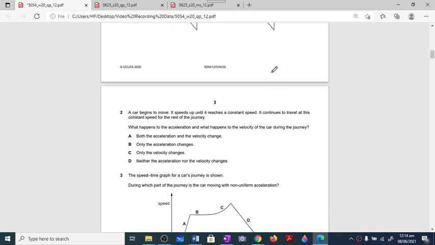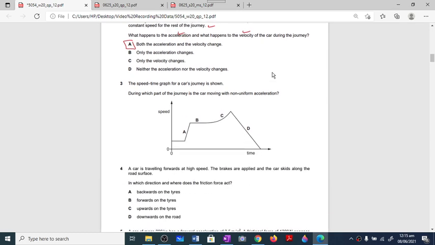Then question number 2, a car begins to move. It speeds up until it reaches a constant speed. It continues to travel at this constant speed for the rest of the journey. What happened to the acceleration and what will happen to the velocity of the car during the journey? Because it speeds up, it means that there is change in velocity, and whenever there is change in velocity, it means that there is acceleration. So option A is the valid option.